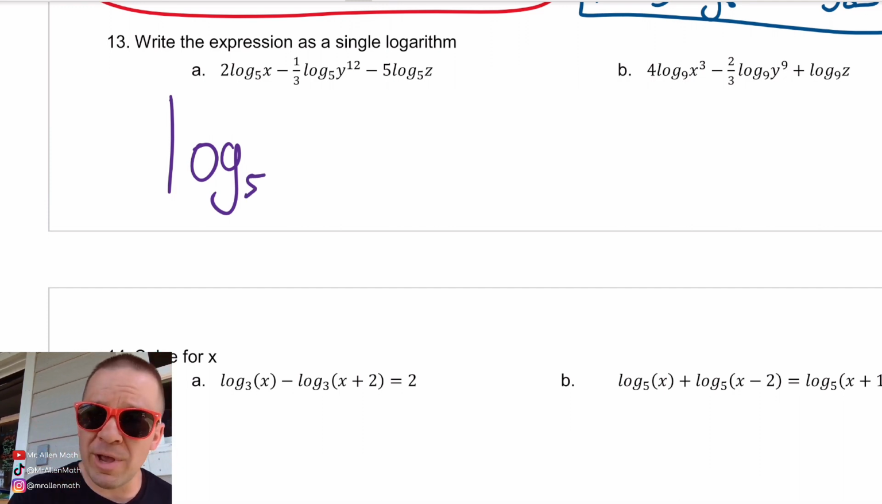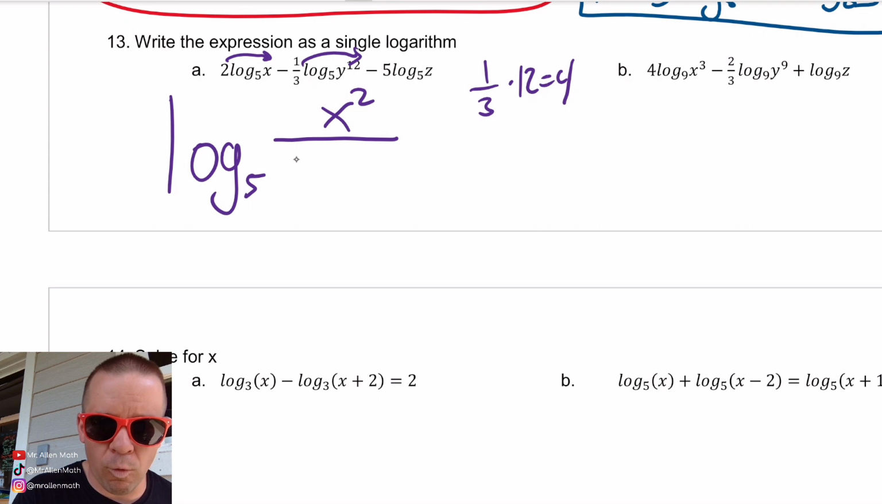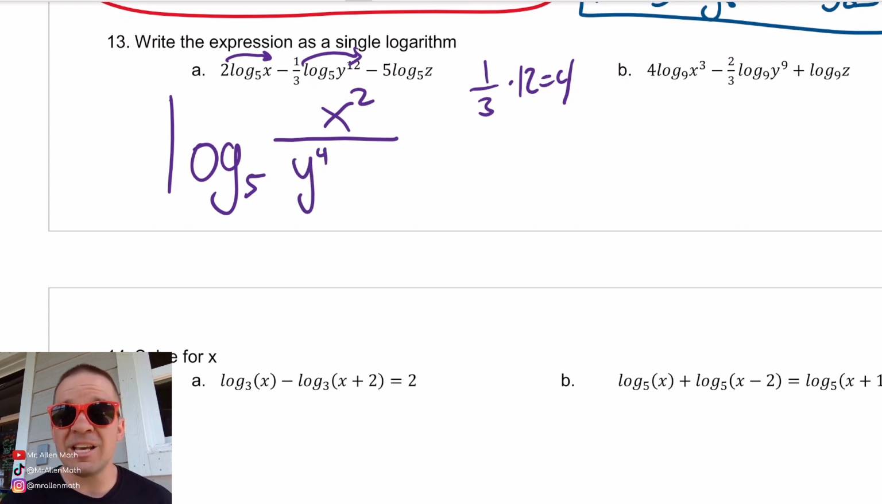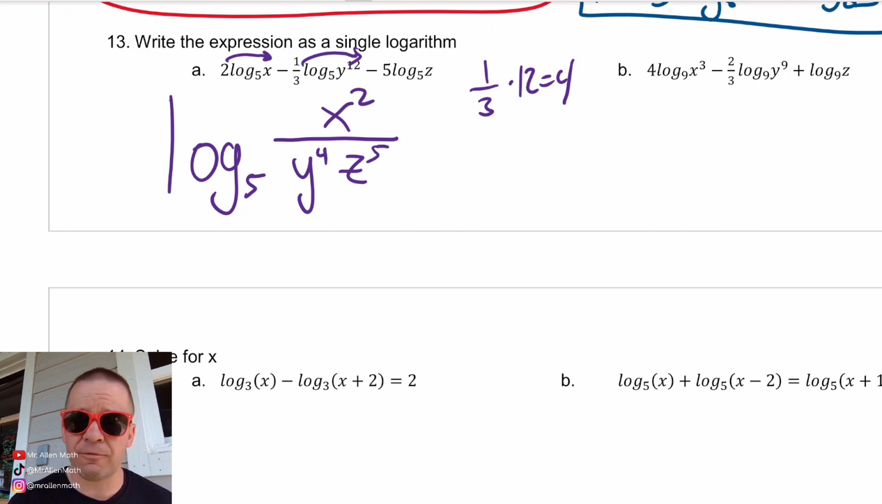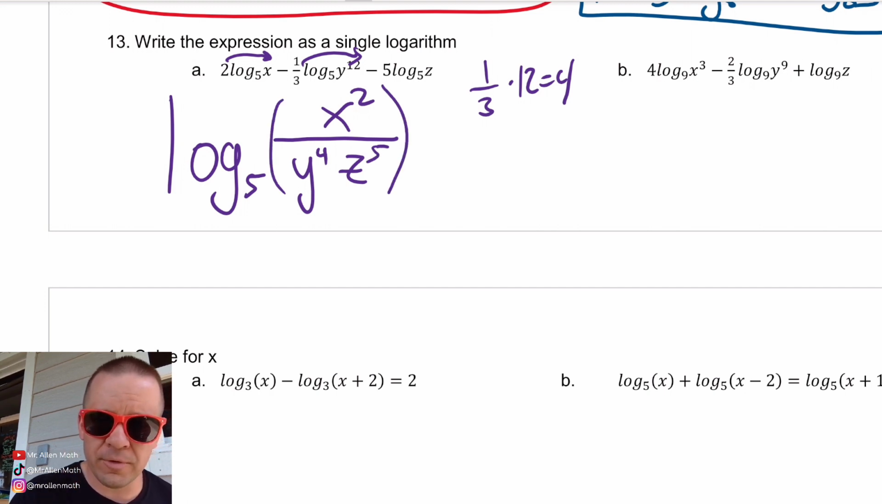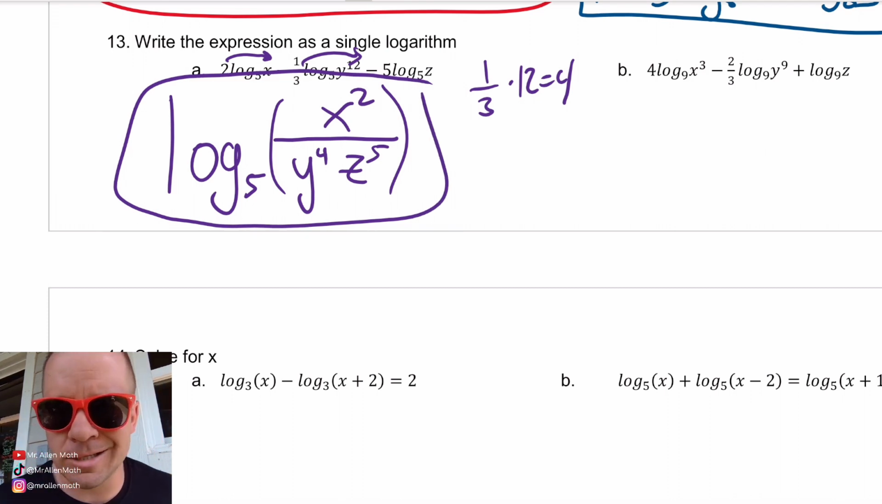All right, so we have subtraction, so there's going to be division within this log. And 2 of them, it looks like, are going to go to the denominator. So I've got to move this 2 up here, right? So it's going to be x squared. And then for this one here, we got the 1/3 times the 12. 1/3 times 12 is going to give me 4. So I have y to the 4th power in my denominator. And then for the z, we got z to the 5th. It was negative out front, so that goes to the denominator as well. I'll throw this in parentheses here, so it's all inside that one logarithm. That is super dang dope.